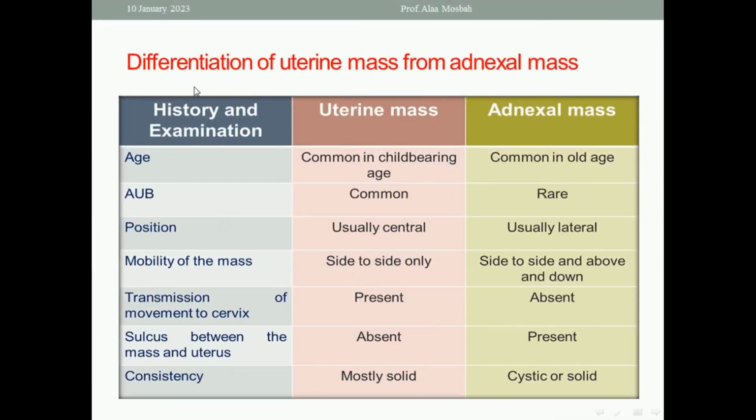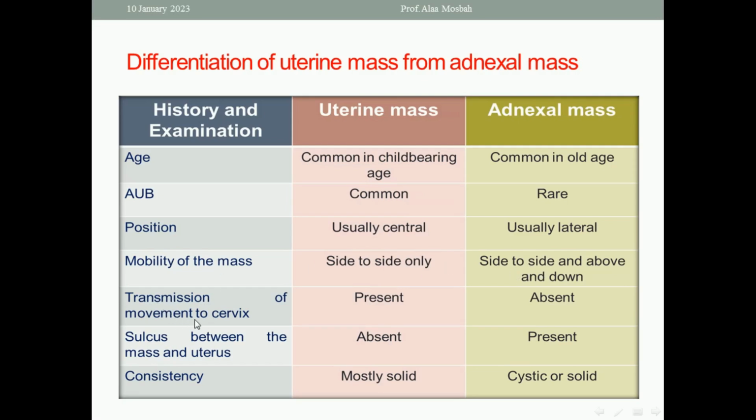So let us summarize what we said in this table as regards how to differentiate uterine mass from adnexal mass. This is the complete answer from history and examination. From age, uterine mass is more common at childbearing age, adnexal mass more common in older age. Abnormal uterine bleeding is more common with uterine mass, rare with adnexal lesion. Position of the mass is usually central or midline, adnexal mass usually lateral. Mobility of the mass is side to side only in uterine mass, but side to side and up and down in adnexal mass if it becomes abdominal.